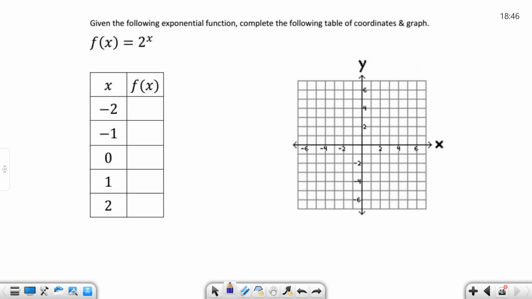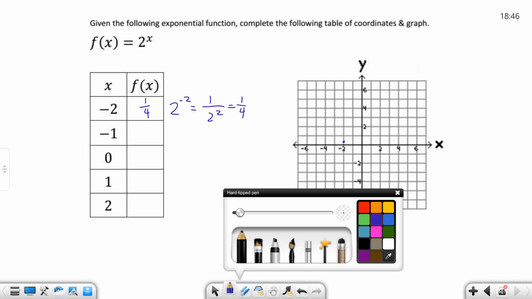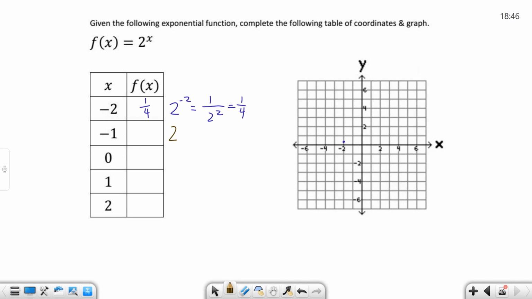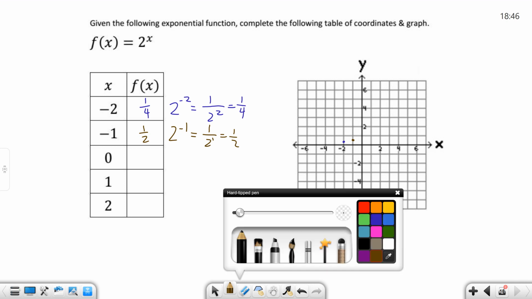So I'll find each one with a different color here. So -2, this is going to be 2 to the -2, which means 1 over 2 squared, which is 1/4. So at -2, it's 1/4. -2 and 1/4 is way down here, real close to 0. Okay? So there's me a point. And then let's go to the next one. 2 to the -1 means 1 over 2 to the first, which is just 1/2. So at -1, it's a little bit higher up here. It's 1/2. It's right in between 0 and 1, right? Okay, well, let's just keep going here.